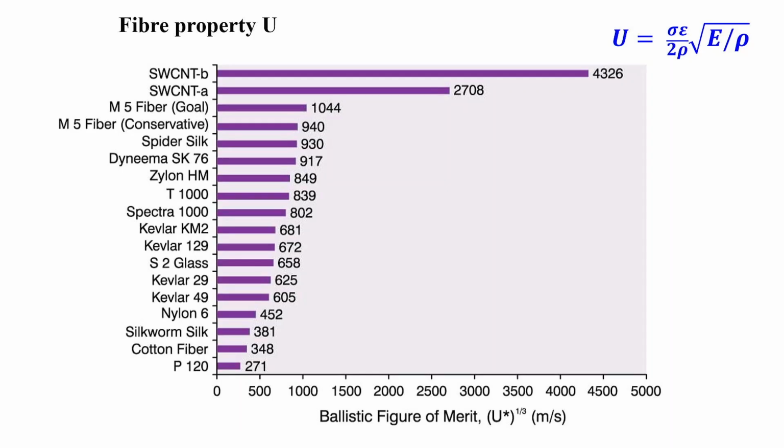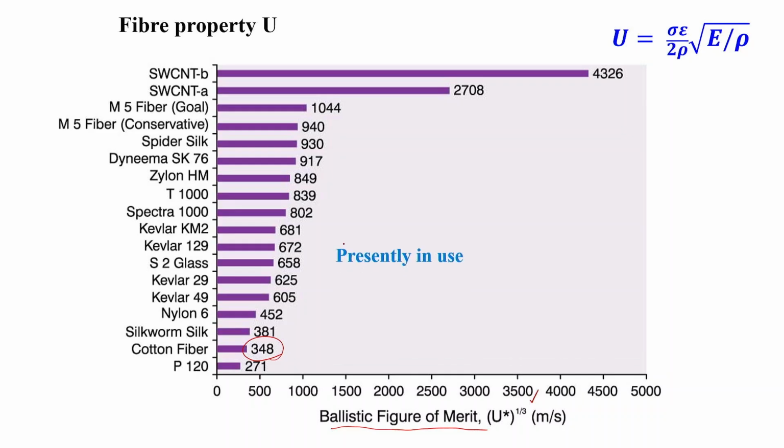That means higher U value means higher ballistic characteristics. So, the U is known as the ballistic figure of merit, U power 1/3, and here higher U value. So, like cotton has a U value of say 348, that may not be useful for ballistic protection.